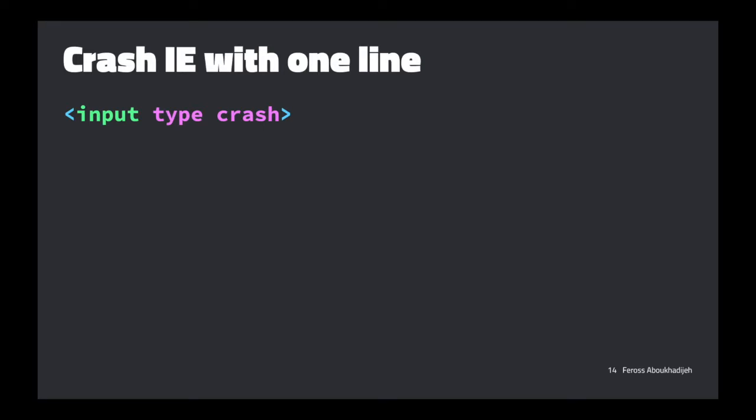And so, for a while, it was possible to crash Internet Explorer with a single line right here: input type crash, and that would just take down your whole browser. So if you wanted to be mean, you'd put this on your blog, and then the user would just lose all their work. And they didn't have restore your session or any of that kind of stuff in those days. It was just gone. So the multi-process architecture is just good for other reasons besides security. It's just good for robustness.